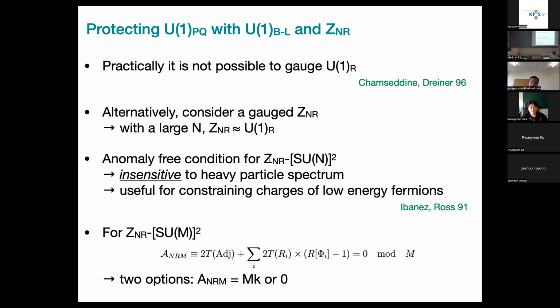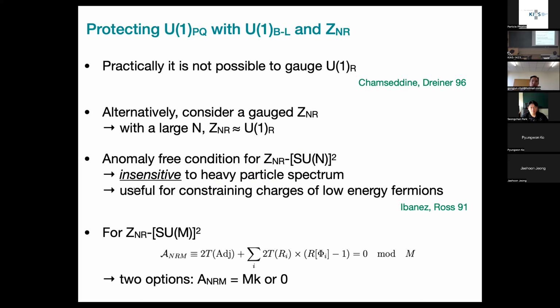The anomaly free condition for the mixed anomaly between Z_NR and SU(N). So in some models we have SU(2), SU(3) as a gauge symmetry, okay? The anomaly free condition for this mixed anomaly is insensitive to the heavy particle spectrum. This is a very important point.